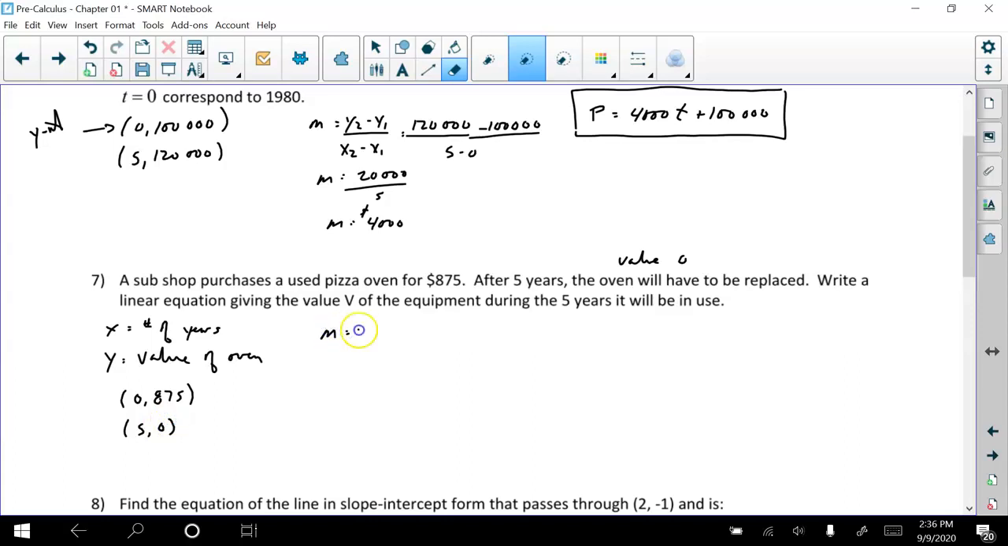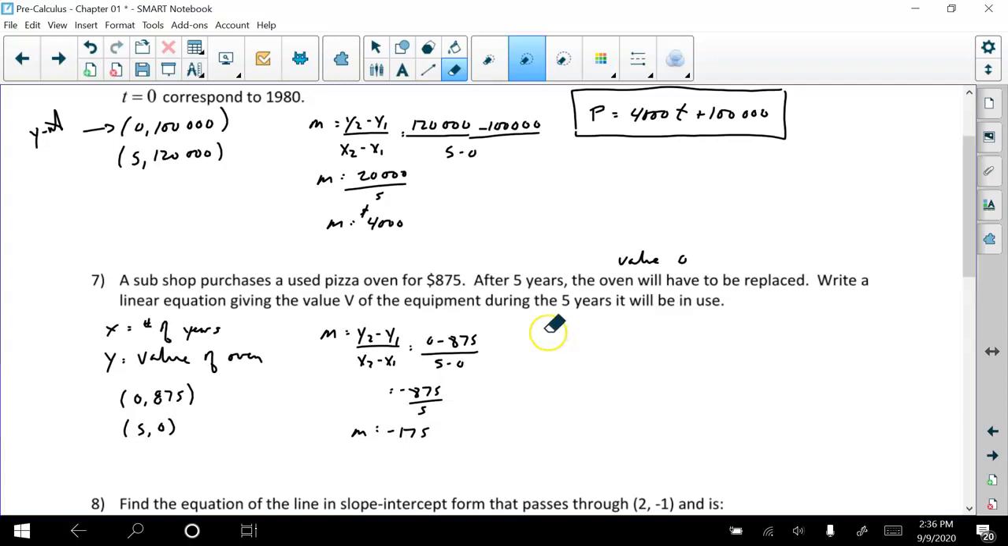So the slope, once again, y2 minus y1 over x2 minus x1. So it's going to be 0 minus 875 over 5 minus 0. So it's going to be negative 875 divided by 5. So it's going to be negative $175, which makes sense because it's losing value each time. So it's getting less and less valuable.